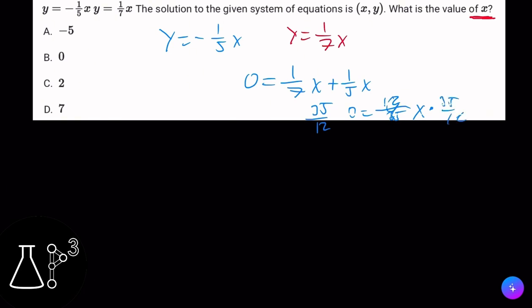So these cancel out over here, and then 0 multiplied by anything equals 0. So I'm left with x equals 0. Therefore, my answer is B. Now, why did I do extra work? Well, this is why I did it, to solve for x.